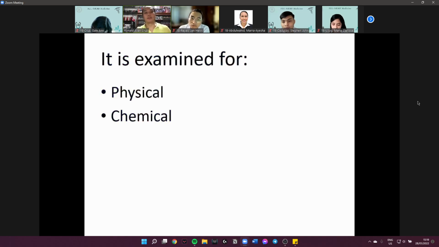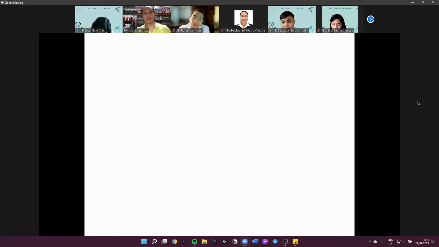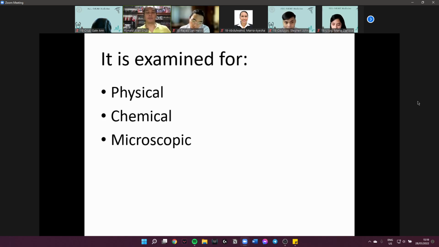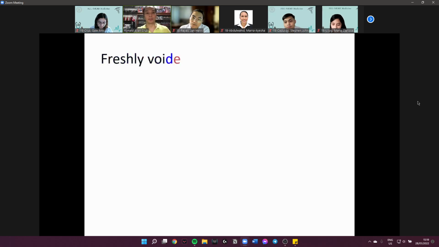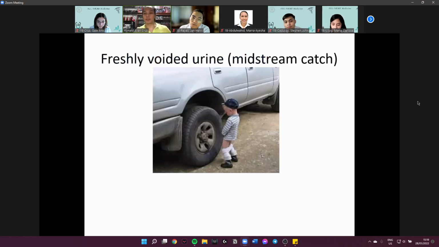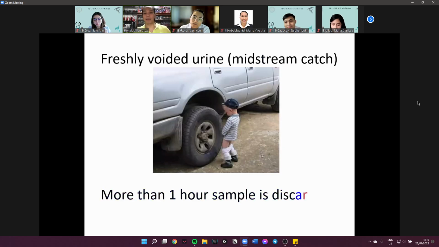Okay, so your typical urinalysis will be examining for three important properties of the urine. So you have your physical properties, you have your chemical properties, and you also have your microscopic properties of the urine. Okay, so first, of course, you need to collect your urine sample.